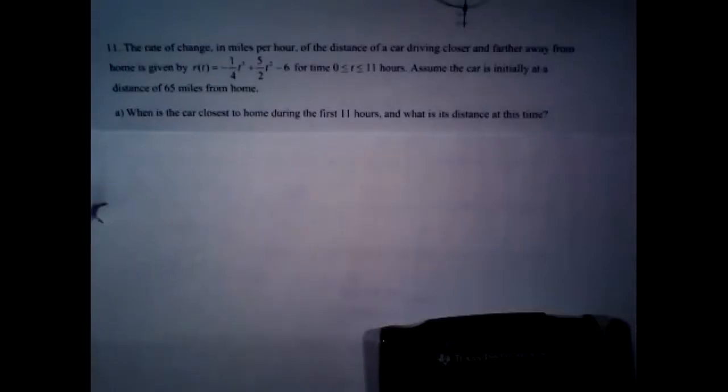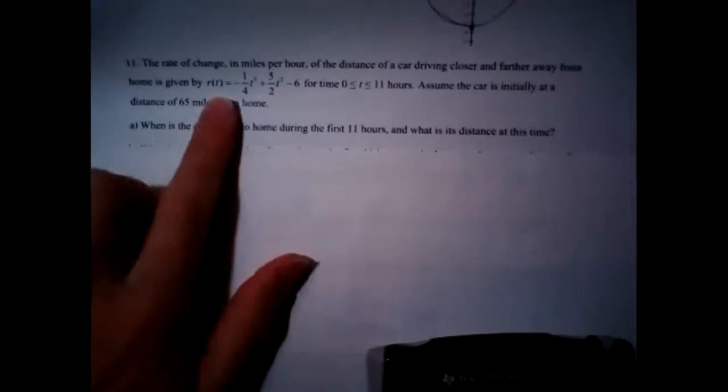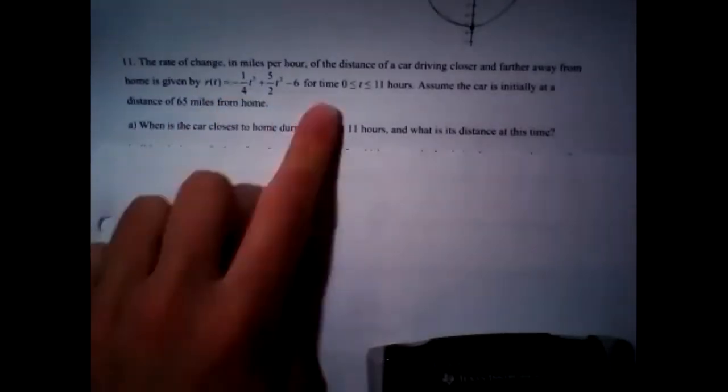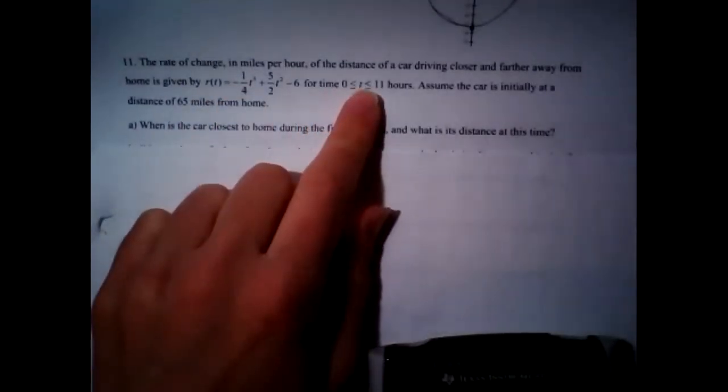Right, so this one is exactly like the hot air balloon problem that we did in our notes. The balloon went up and went down. You're given this rate function. This one is about a car that's driving closer and further away from home, and this is the rate of the car for 0 to 11 hours. This was a big road trip here.